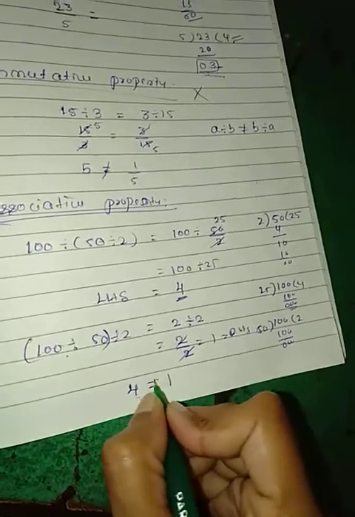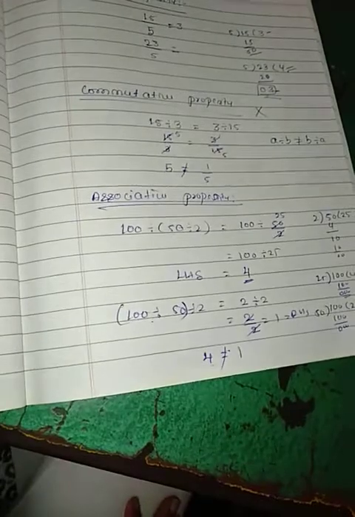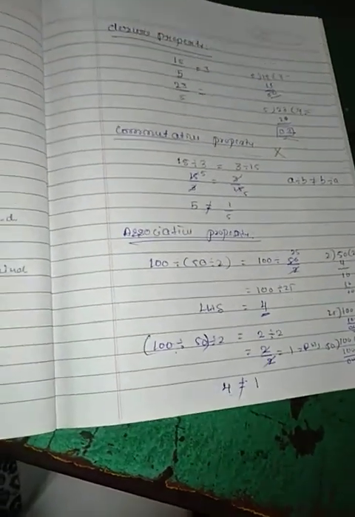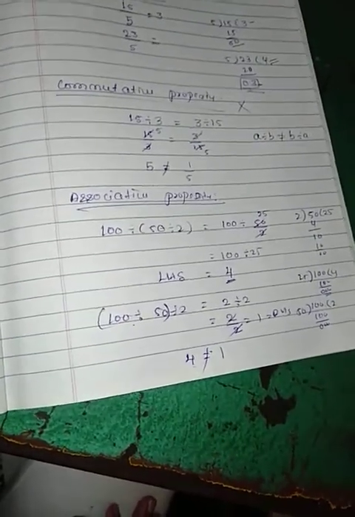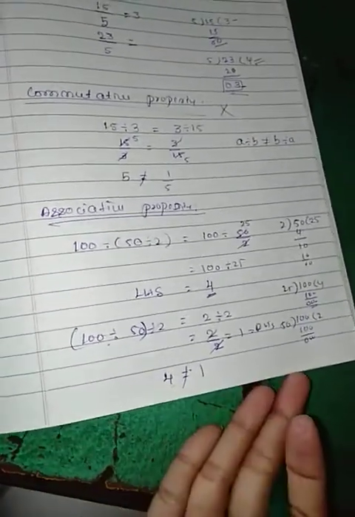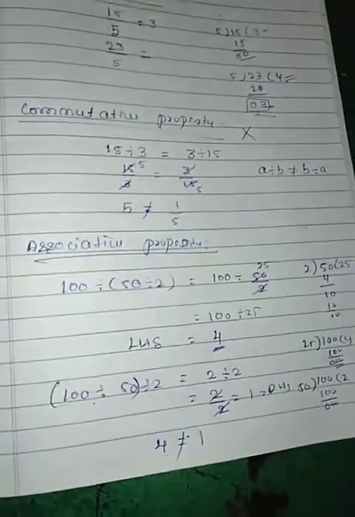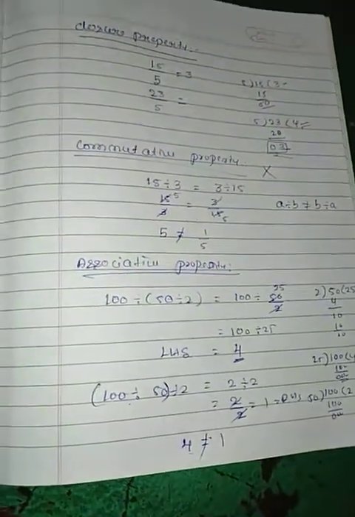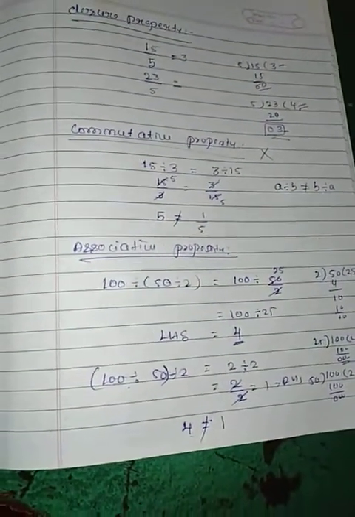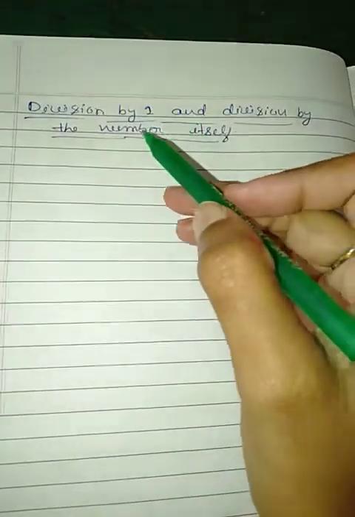4 is not equal to 1. So the associative property does not hold good for division of whole numbers, because here LHS is not equal to RHS. When you make the groups, we get a different quotient. So we can say that the associative property does not hold good for whole numbers under division.